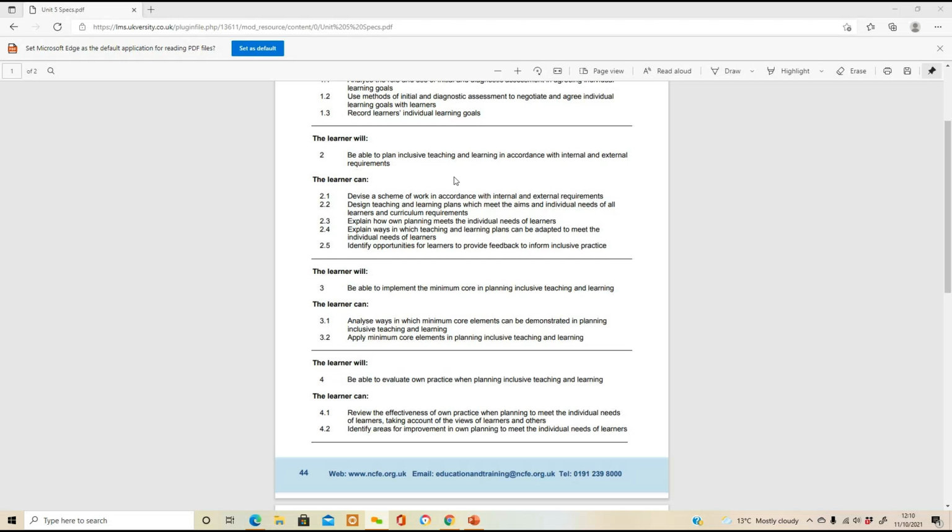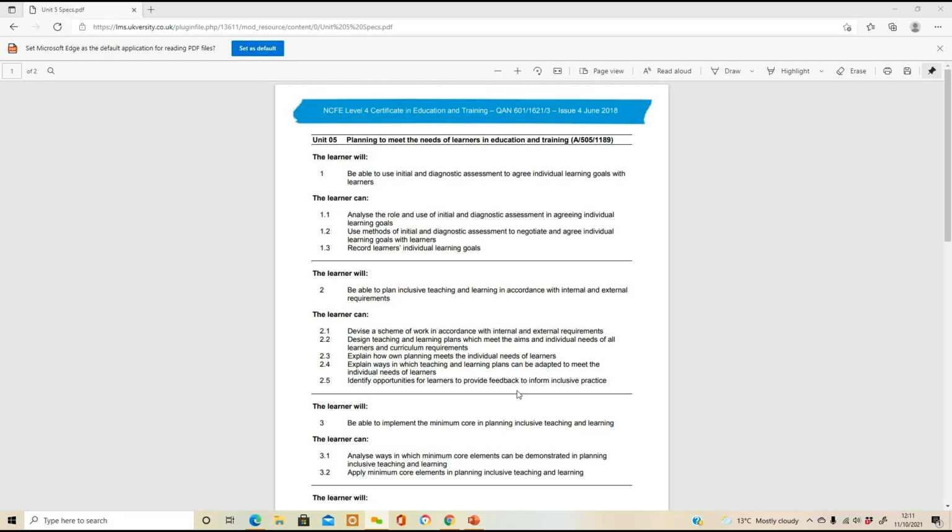So you need to do a scheme of work, which I'll give you a template for, and I'm pretty sure you're doing a lesson plan in here as well. Learning outcome 3 is to be able to implement the minimum core in planning inclusive teaching and learning, which we come across so many times already, but it obviously just changes slightly. And then learning outcome 4, be able to evaluate your own practice when planning inclusive teaching and learning. So they've got a nice pattern that they go through for all of these units.